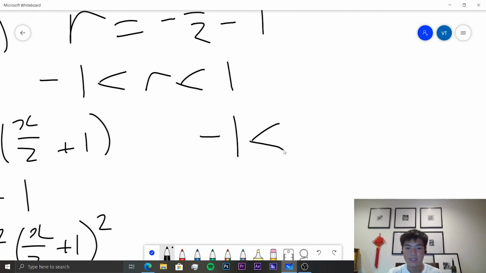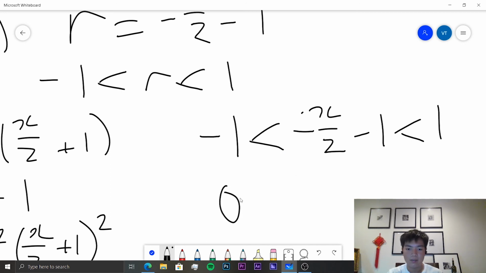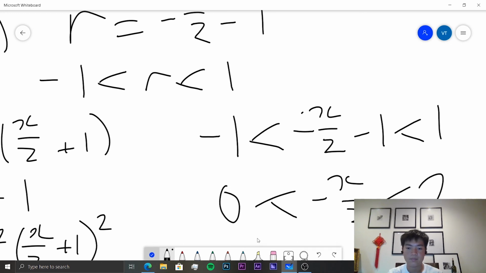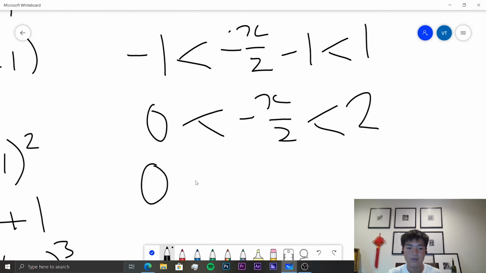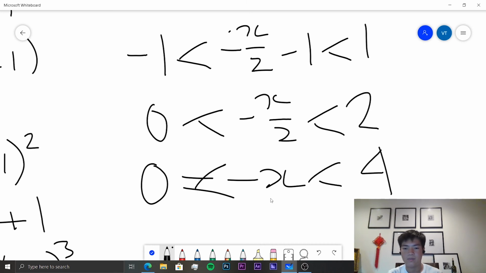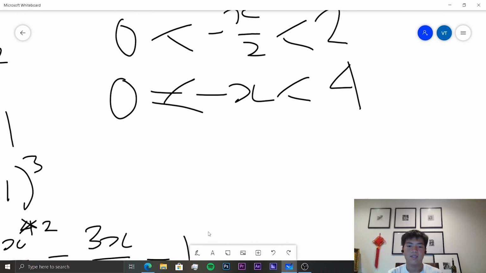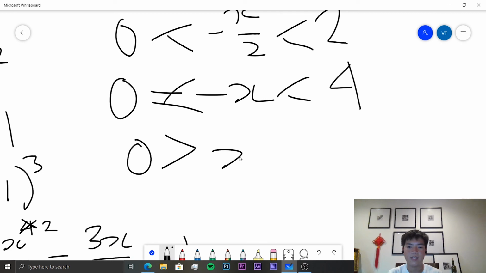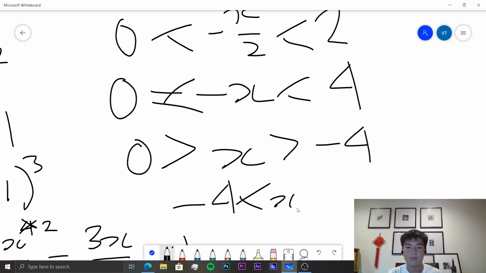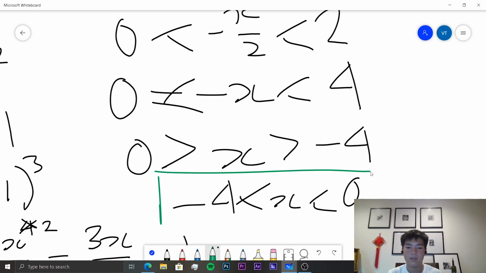So negative 1 is less than or equal to negative x over 2 minus 1, which is less than or equal to 1. We can add 1 to everything, so we have 0 is less than or equal to negative x over 2, which is less than or equal to 2. Multiply both by 2. So 0 is less than or equal to negative x, less than or equal to 4. And then we just flip the negative sign. So we have 0 is greater or equal to x, which is greater or equal to negative 4. So as long as x is between negative 4 and 0, this series will converge.